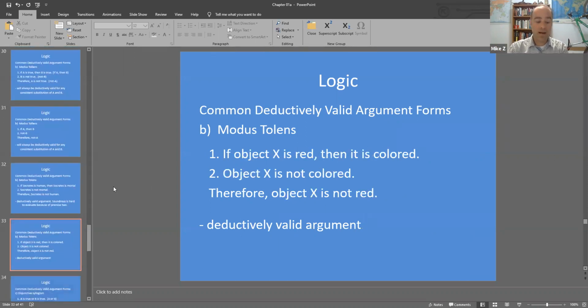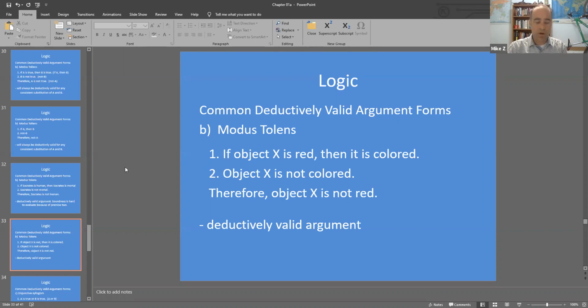Here's the colored object example. If an object is red, then it's colored, okay? Then premise 2 tells us that this object X, whatever it is, is not colored, doesn't have any color at all. So is it possible for the object to be red? No, it's impossible, right? And so if these premises are true, then the conclusion is guaranteed to be true. And so again, we see this is a deductively valid argument.